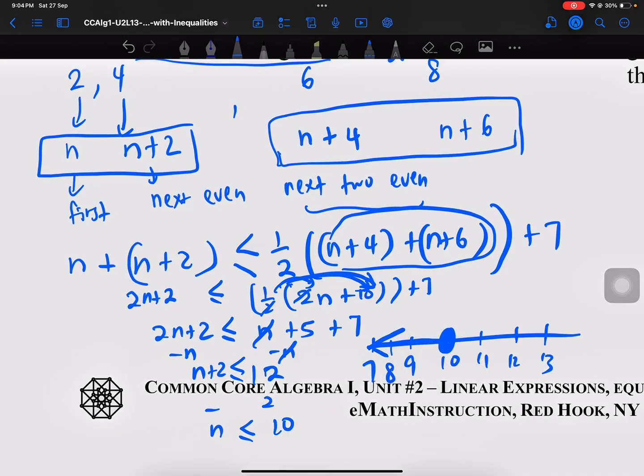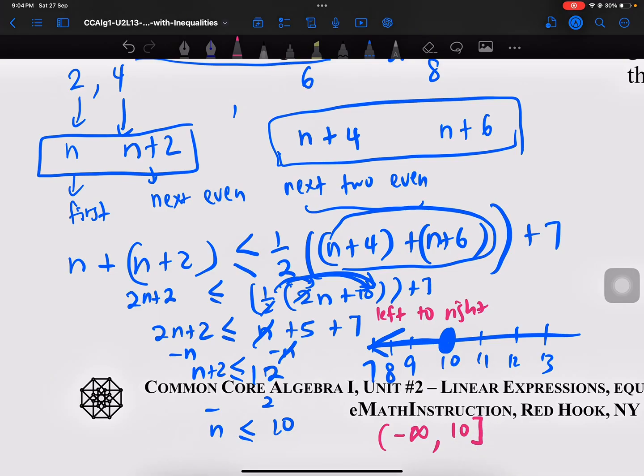So again, how to read the interval notation? Left to right. Left is going to the left. The arrow doesn't stop, meaning it is negative infinity. And then 10 is included. 10, square bracket.